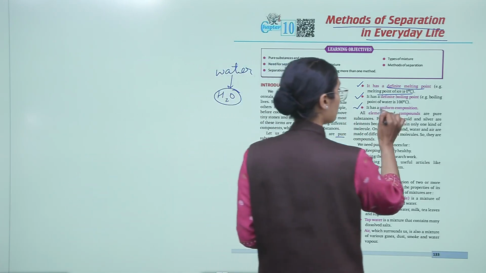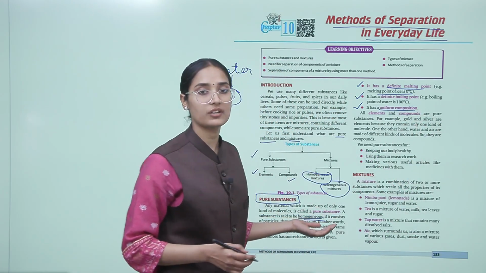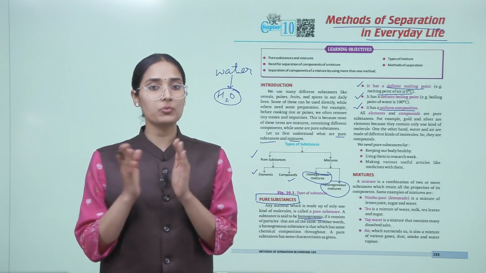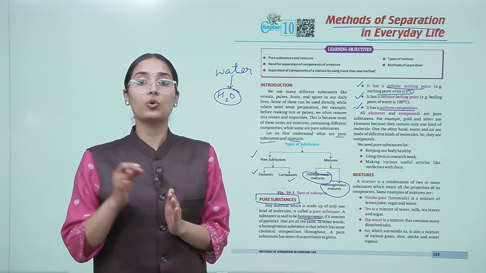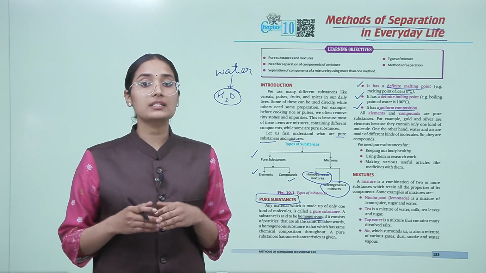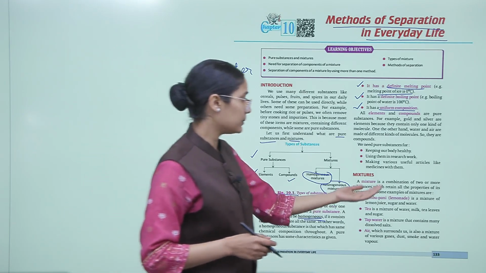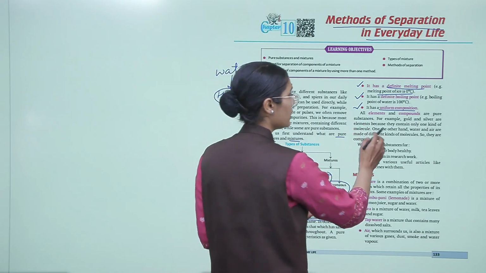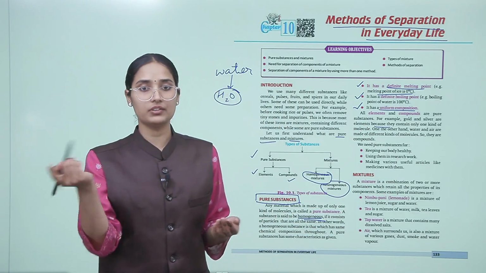It has a uniform composition. We talked about homogeneity, and homogeneous means uniform composition. All elements and compounds are pure substances. For example, gold and silver are elements and are in pure form, because they contain only one kind of molecule, which is gold or silver.